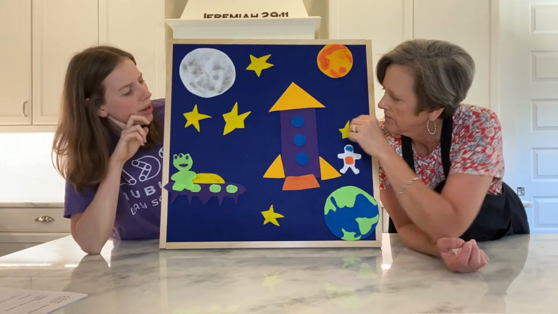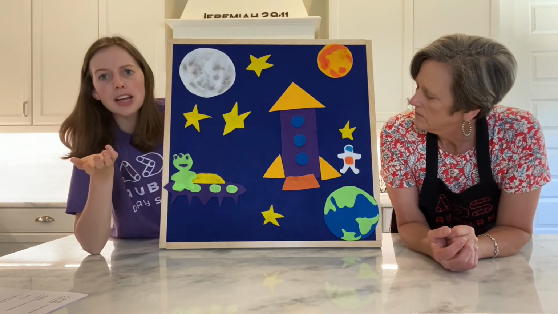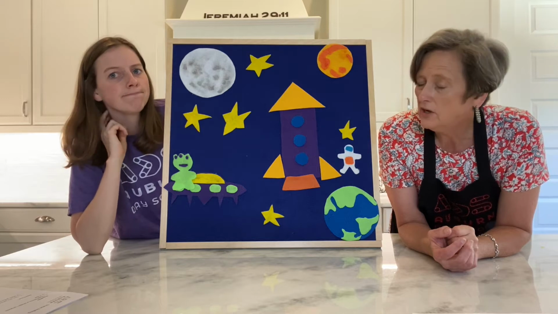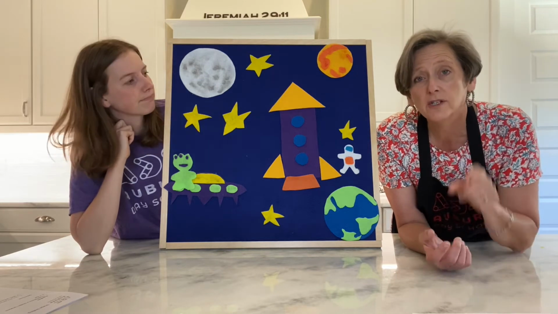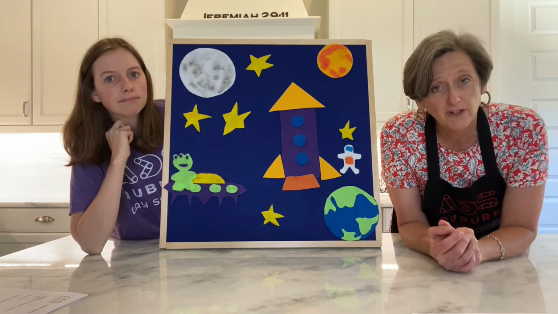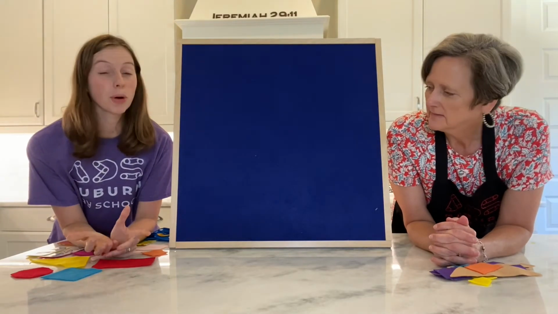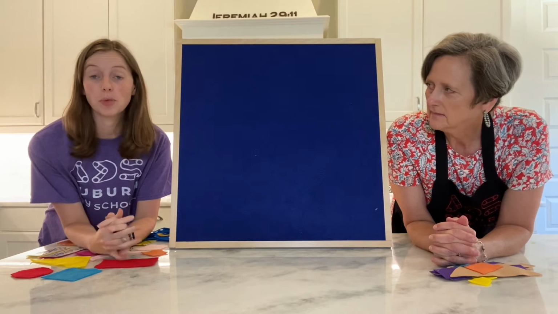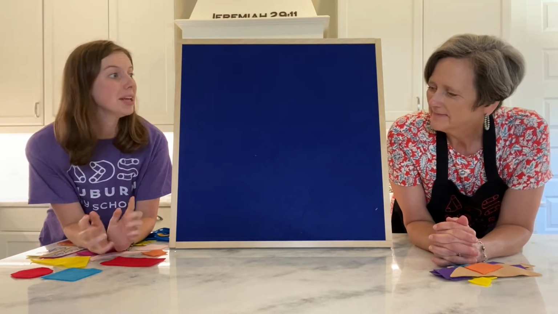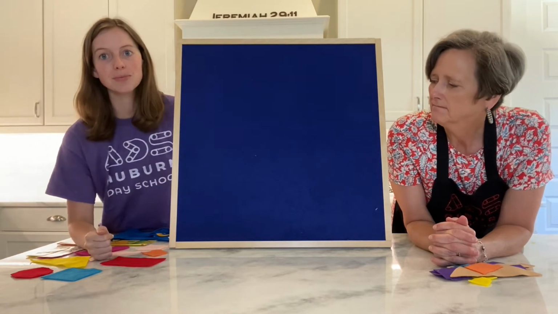Hey, do you think we could make some other things with the felt shapes that have repeating patterns in them? We could, but before we do that, I want to talk about different kinds of shapes. All right, Miss Sarah, I think you're right. Shapes are important to go over because a lot of patterns that we see use shapes that repeat over and over again. So let's talk about some different kinds of shapes.